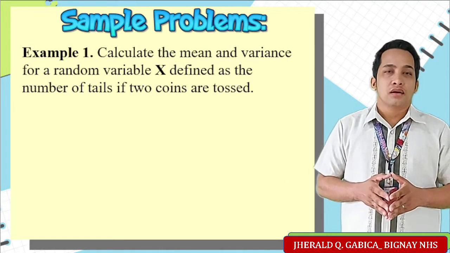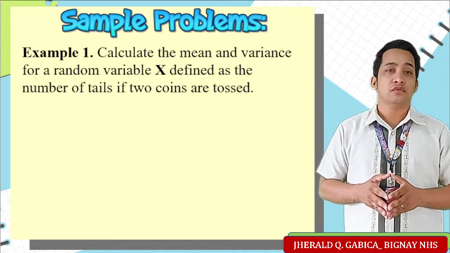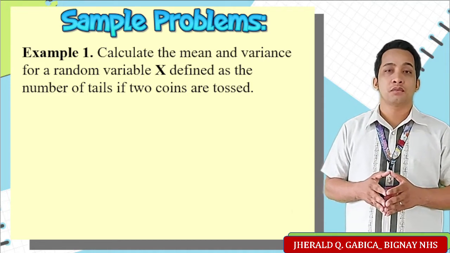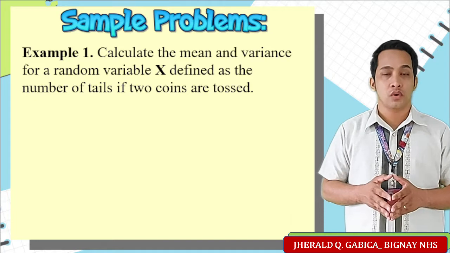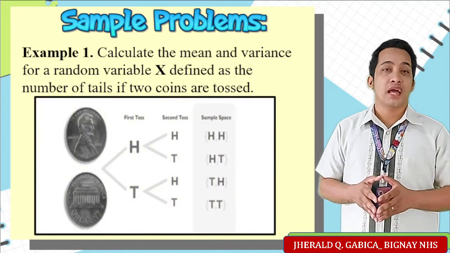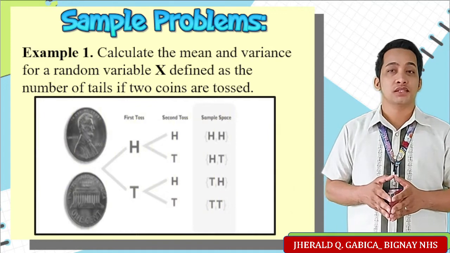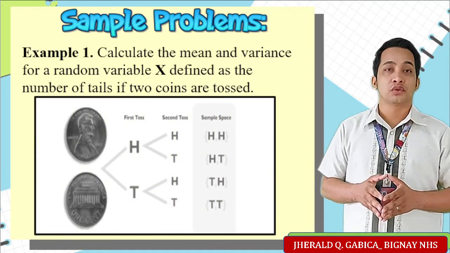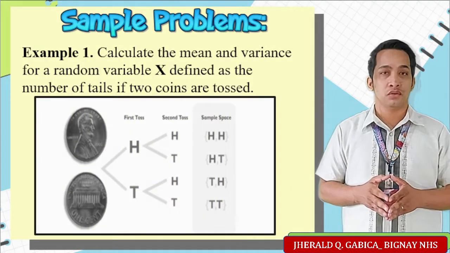Example 1. Calculate the mean and variance for a random variable x defined as the number of tails in 2 tosses of a coin. We already had this experiment in our last week's lesson. The illustration of 2 coins being tossed is shown below.